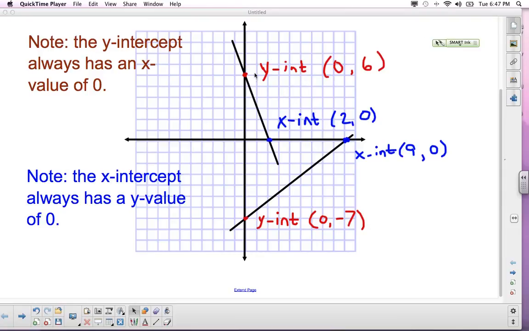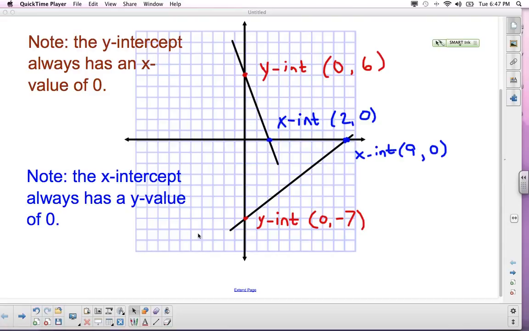Notice that in this line, we have a negative slope. Our y-intercept here is at the point (0, 6). Our x-intercept is here at the point (2, 0). This is where it crosses the x-axis. This is where it crosses the y-axis.